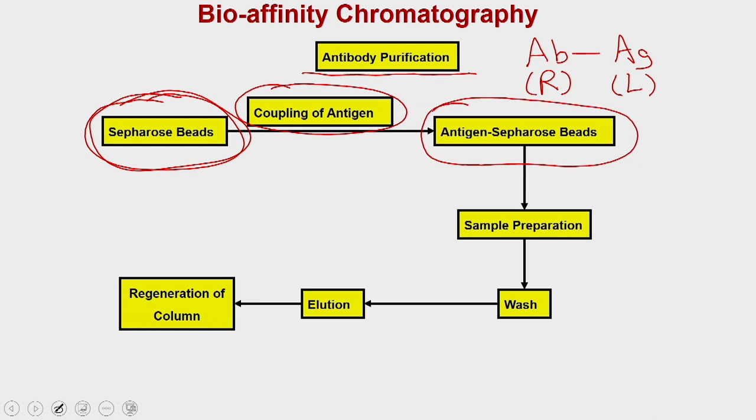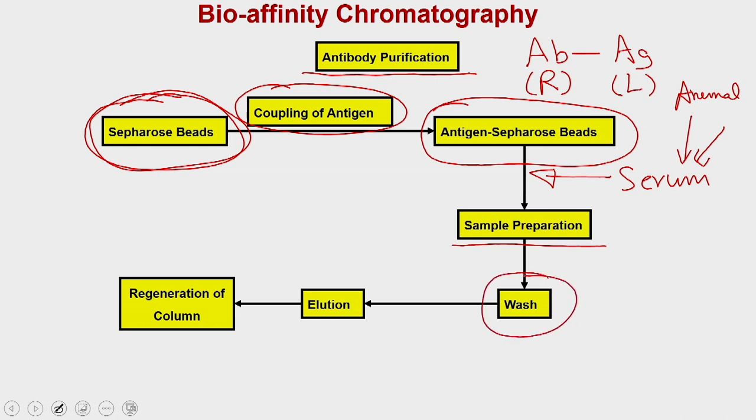Then what you are going to do is you are going to prepare the samples, like you are going to apply the serum which you are going to get from the animals like rabbit or mice, or sometimes you may get the antibodies from the hybridoma cells. Now once you prepare the samples, then you are going to apply this sample onto the column, because there will be an interaction between the antigen and the antibodies. The antibodies will go and bind to the antigen, and then you are going to have a washing step.